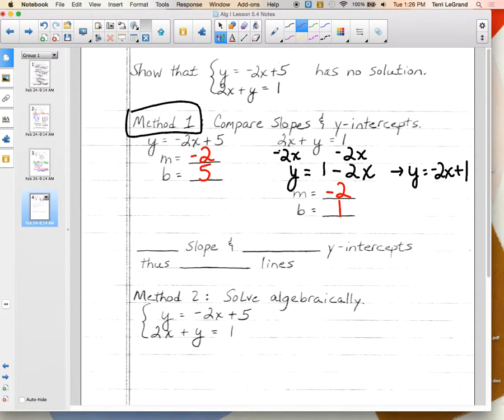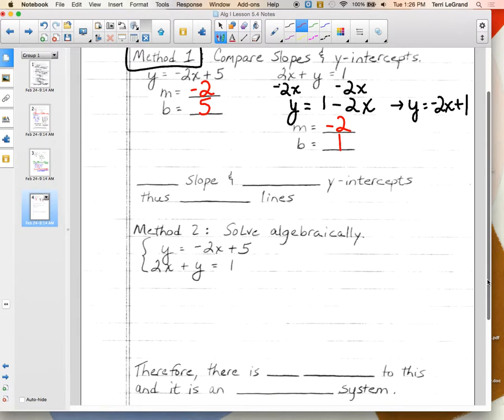So we compare their slopes. What's true about their slopes? Same slope. Well, we can't stop there. If they have the same slope, there's two possibilities. They could either be the same line or they could be parallel lines, so we have to compare their y-intercepts. Are they the same? They're different. So they're rising and running at the same rate, but crossing the y-axis at different locations. What kind of lines do they have to be? Parallel.